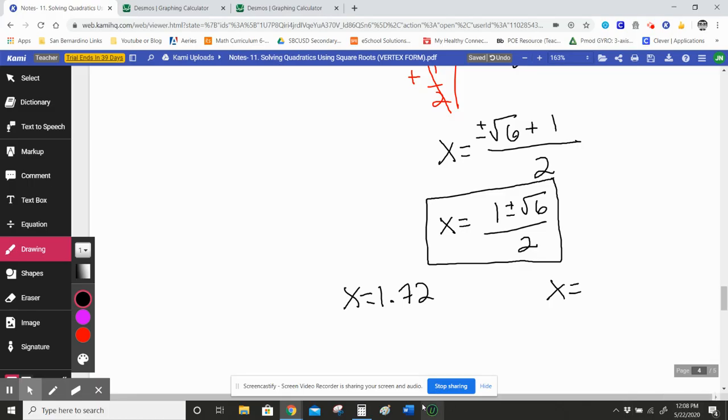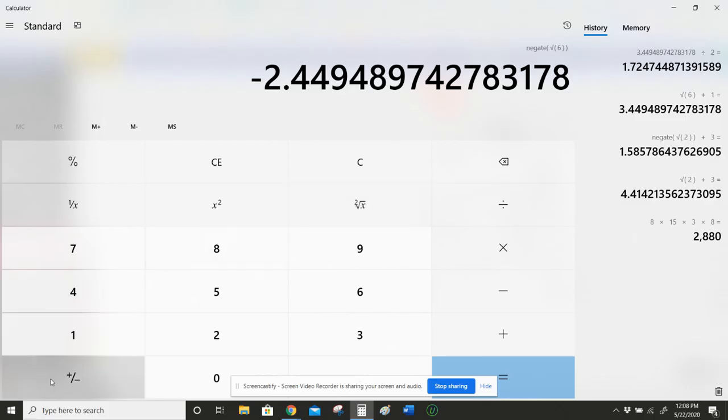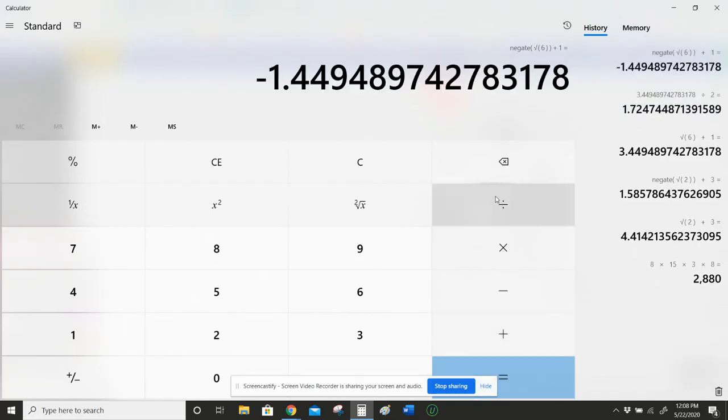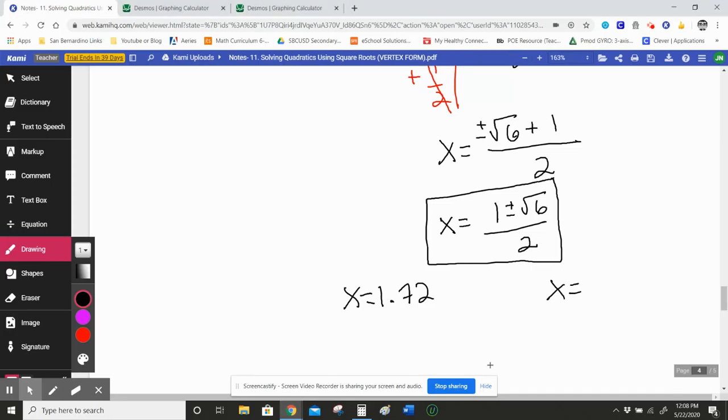Now when I subtract the square root of 6, let's see what I get. Same thing. Take 6, take the square root, make that negative, and then we're going to add 1, and then divide it by 2. So my second decimal is negative 0.72. So when I go back to my second answer, I get negative 0.72. Okay, so these are the exact same answers that I have here that I boxed, but I actually converted the square root of 6 into a decimal. And these are my two answers that I better get as my roots, right?